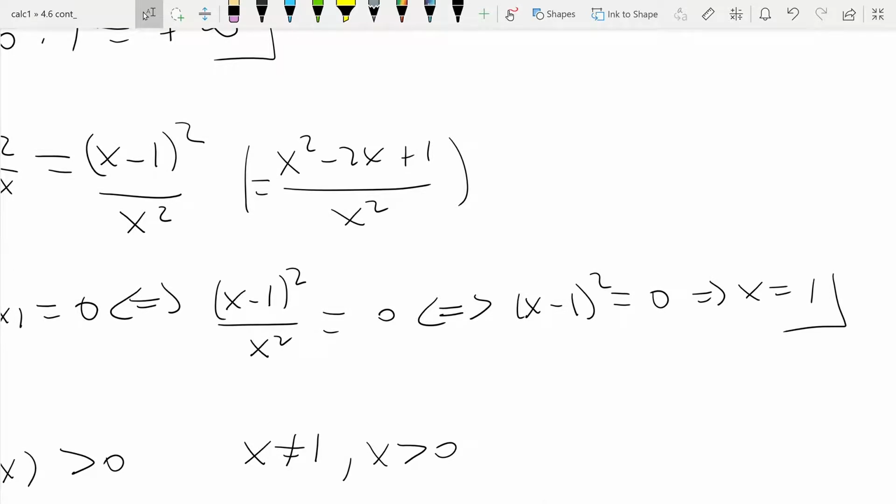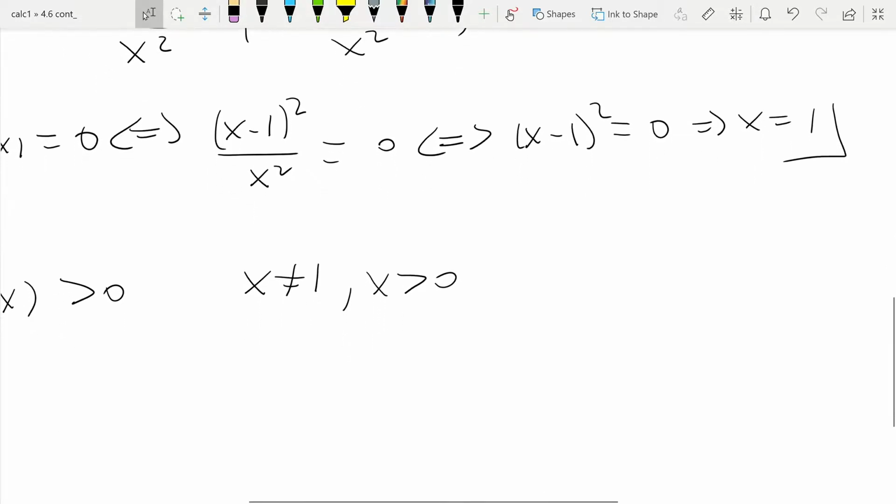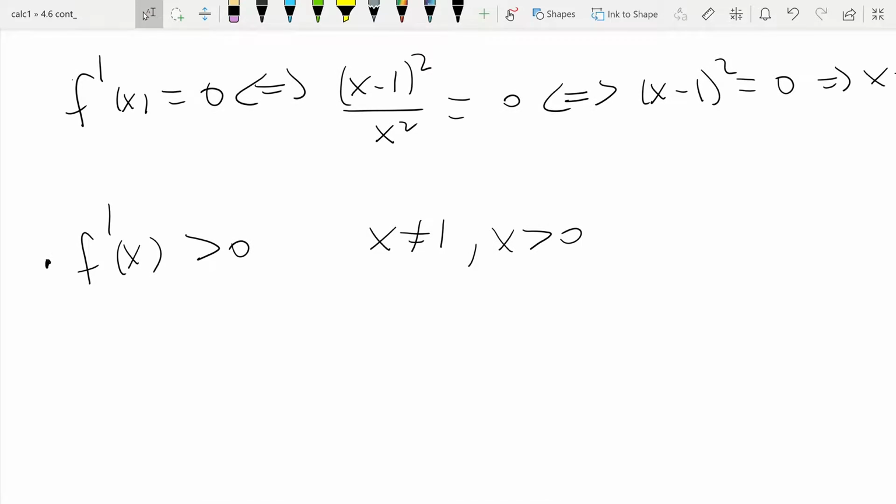So x minus 1 over x squared, and that's positive unless the numerator is 0. And that only happens when x is equal to 1. So as long as x is not equal to 1, and x is positive because that's the domain of definition of f, then f prime is going to be greater than 0. So this implies that f is increasing everywhere in its domain.